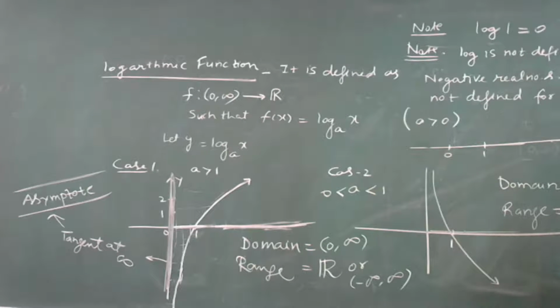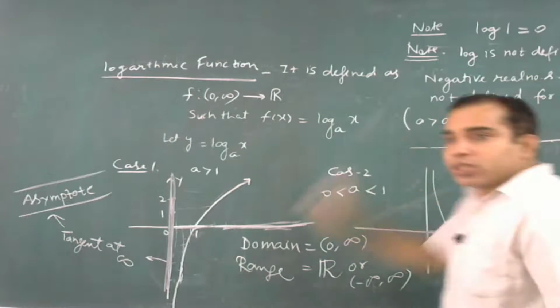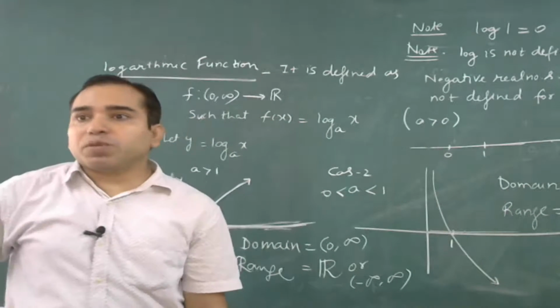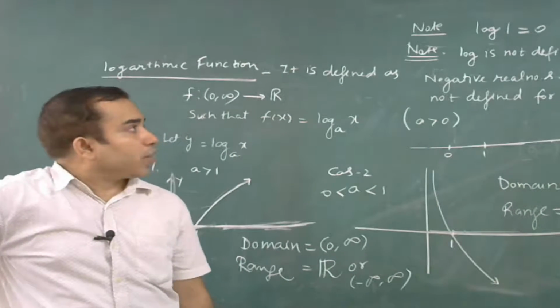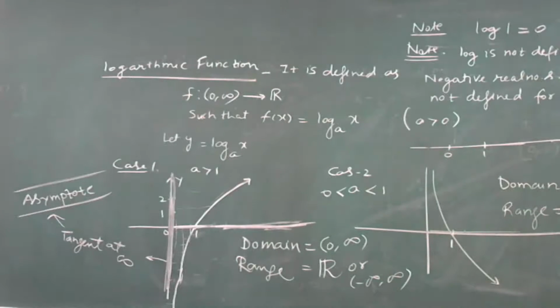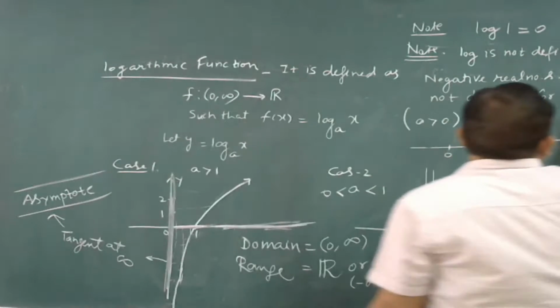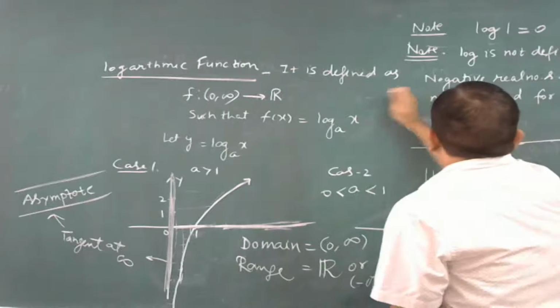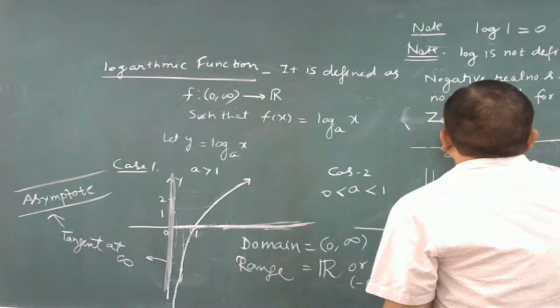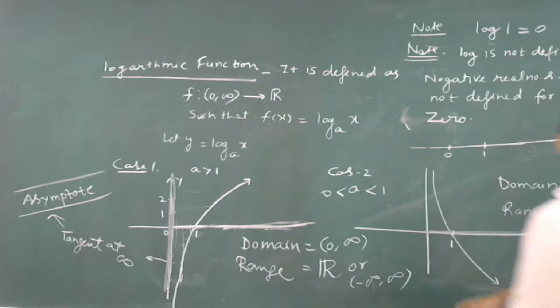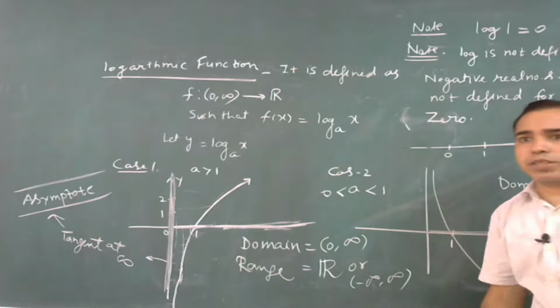Log 0 is not defined. If someone asks me what log 0 is, I'll tell not defined. What is log of minus 1? Not defined. Right. So this is right side not visible. Okay, that's not an issue. Not defined for x equal to, for 0. Let me write here, for 0. Okay, this I am saying.